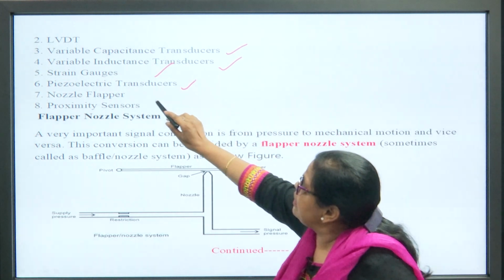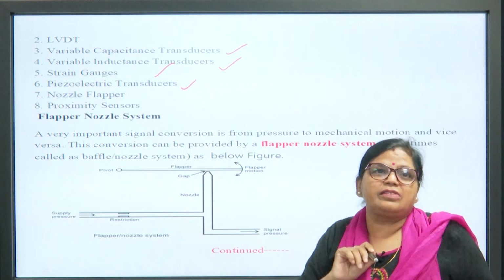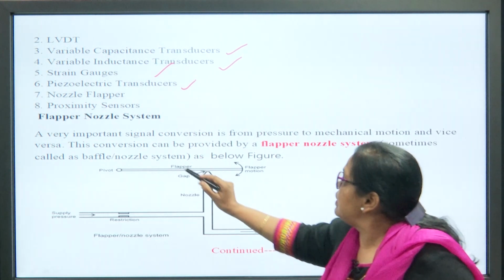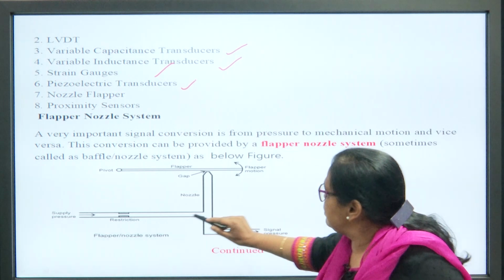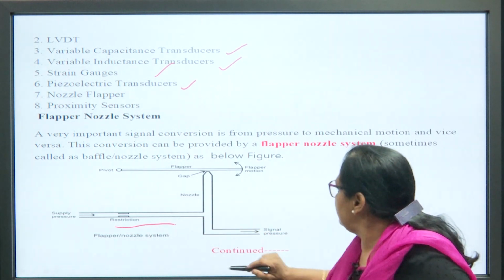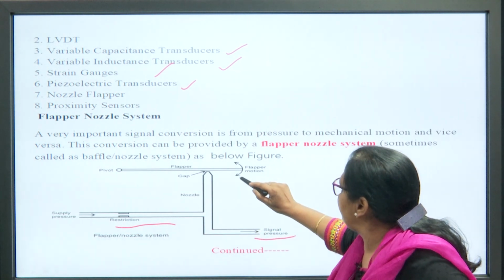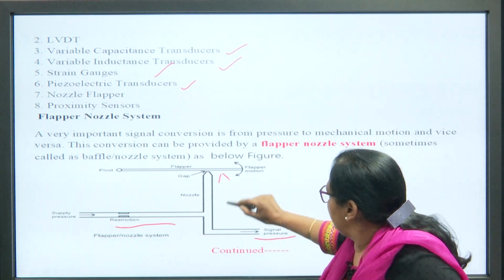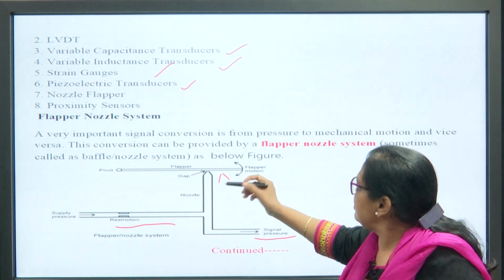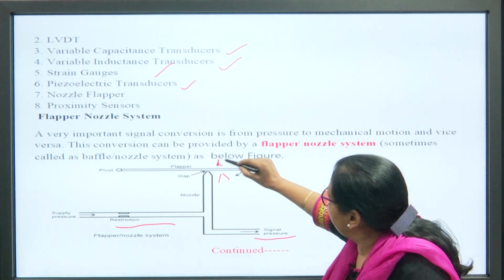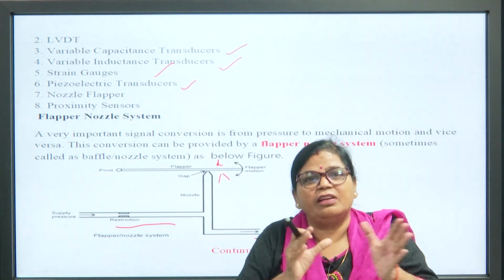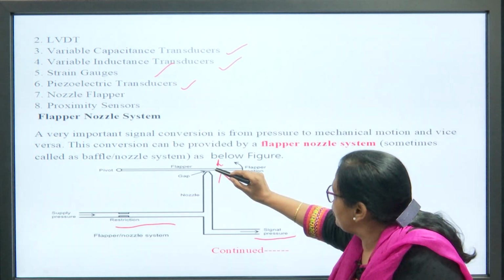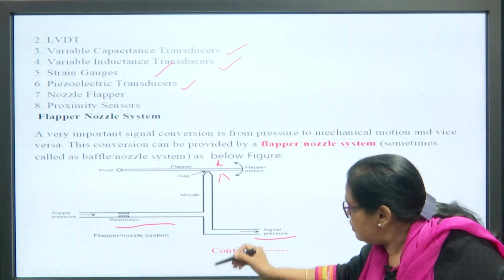We can consider a nozzle flapper system. This is also for motion measurement. As you have seen here, there is the supply of pressure, and we get the signal pressure. This is the flapper and this conical part is known as the nozzle. If you apply a force, or some acceleration, some vibration, any type of change, the position of the flapper will increase or decrease.